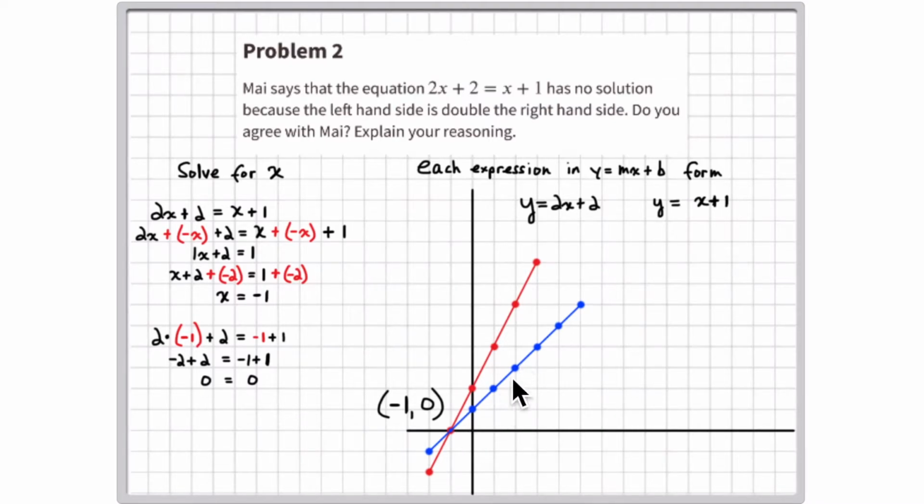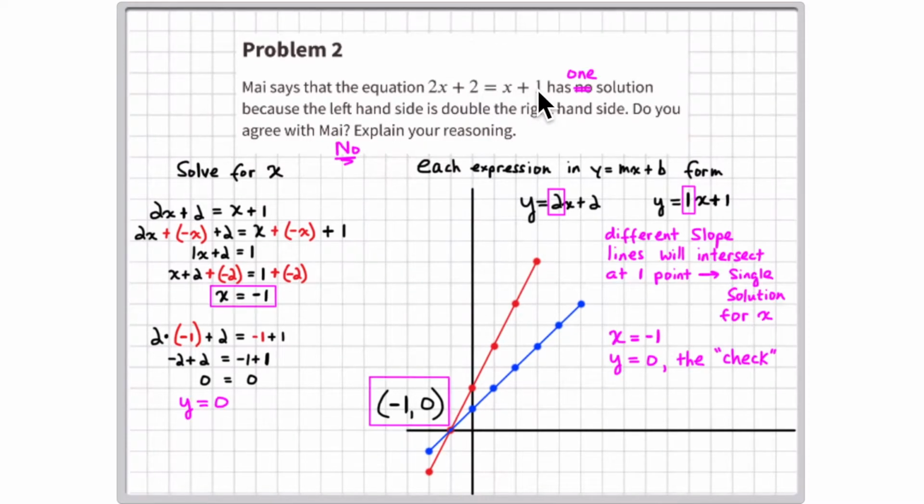Anyway, they intersect at this point right here, -1, 0. So x is -1, y is 0. So that's the one solution to this equation up here. So there is one solution to the equation. So no, I don't agree with May. This is the x coordinate of that point. That's the solution. So -1, and this is the y coordinate, 0. So you go over -1 and y is 0.